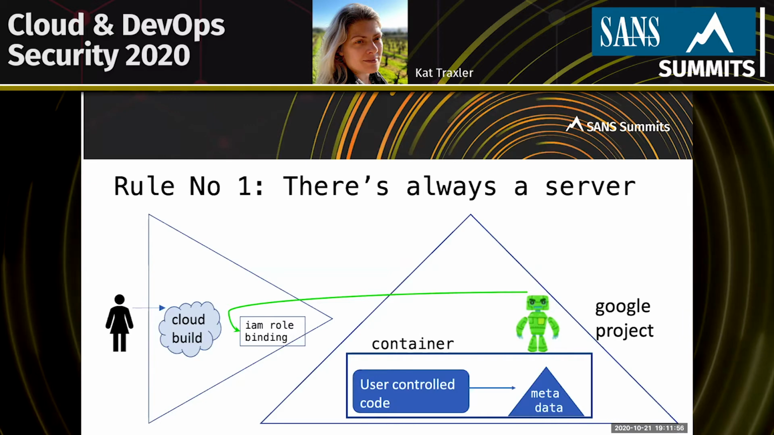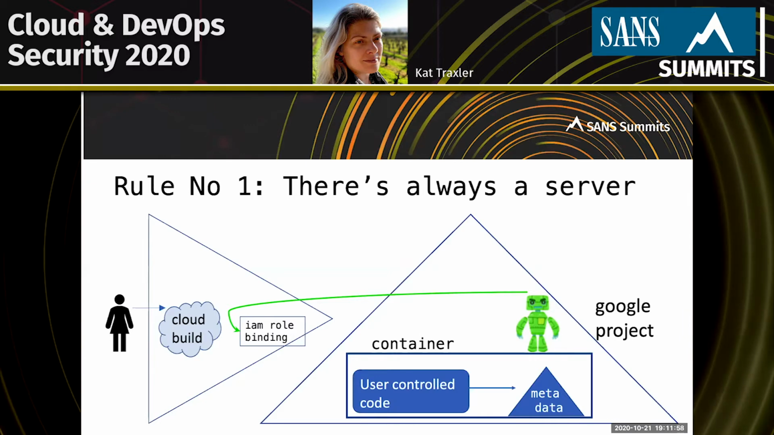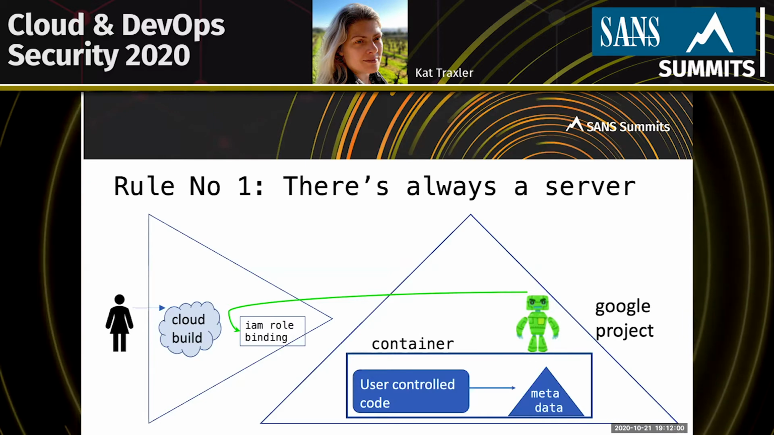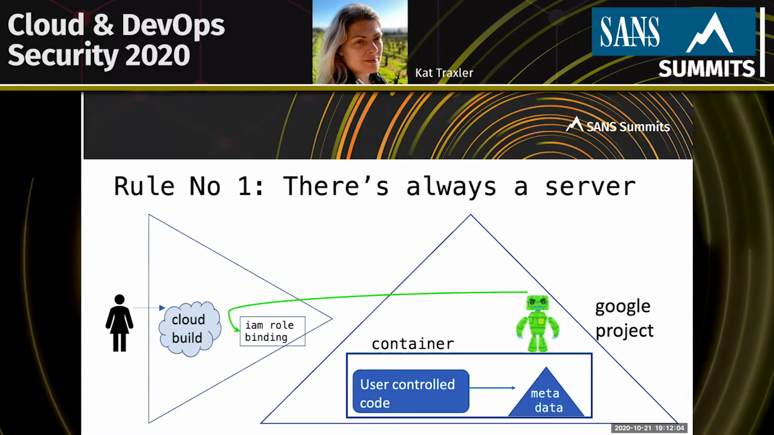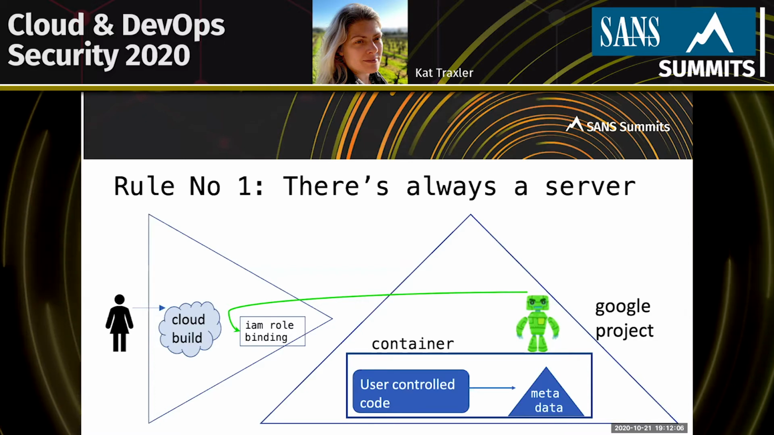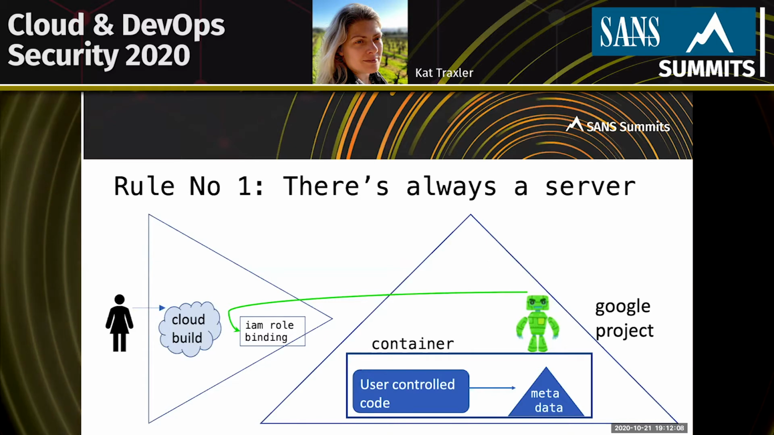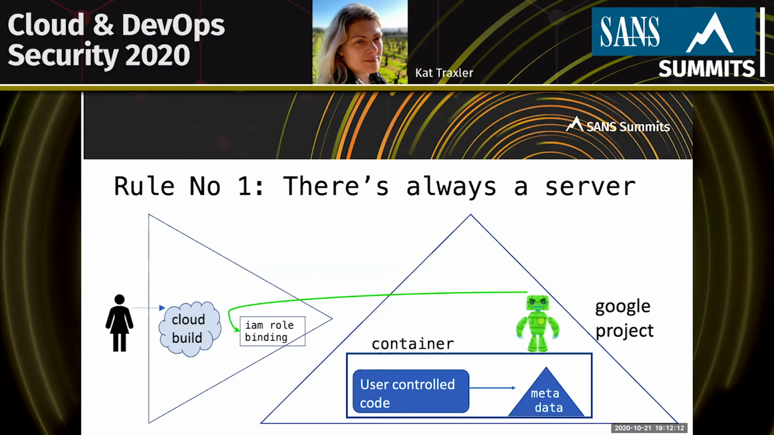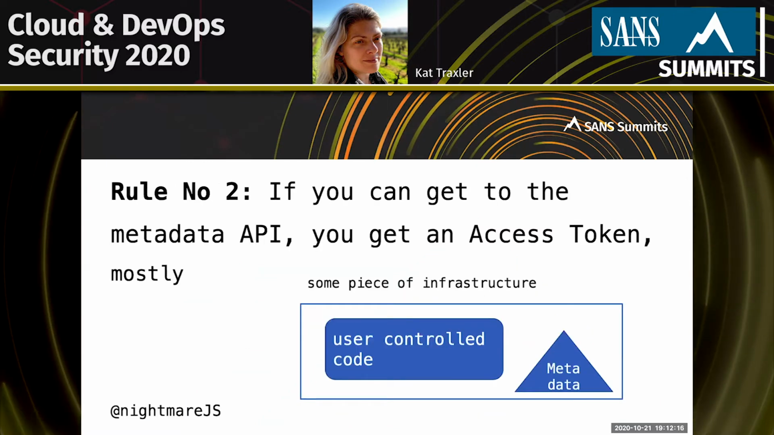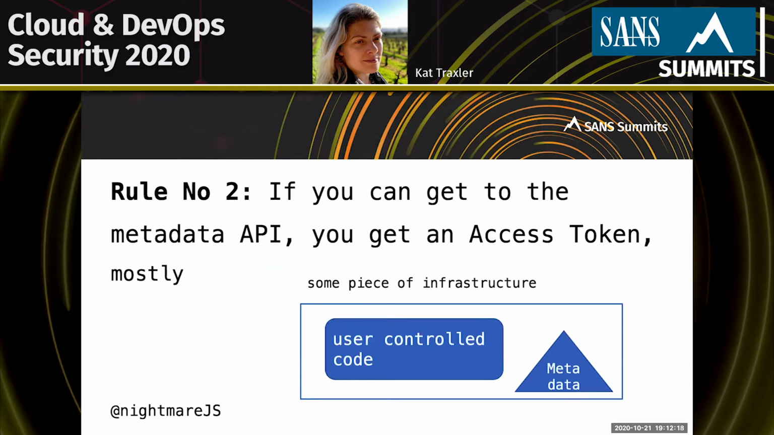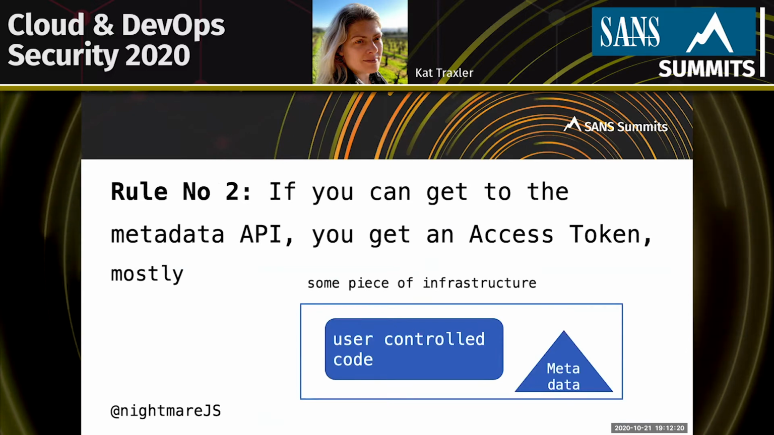When you take a moment to examine the underlying infrastructure in a PaaS offering like Cloud Build, it's a little bit more obvious that even with PaaS, you'll still just end up with code running on servers. And what does code running on servers need? A metadata API.